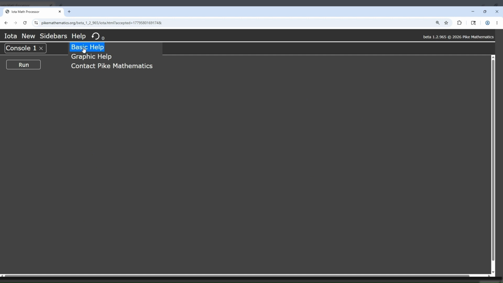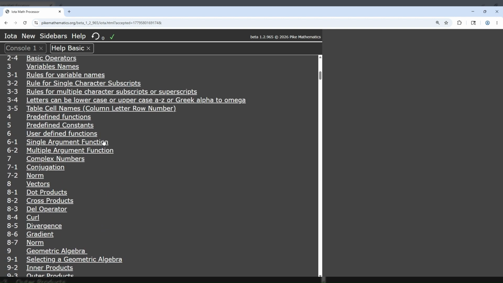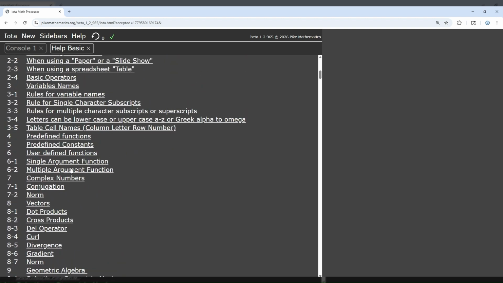So we have the basic help, and then we have a separate help section for graphing. Well, let's just look at the basic right now. It has a table of contents that's well organized, and everything's hyperlinked, so you can get to where you need to go quickly. So we're going to talk about trigonometry today.